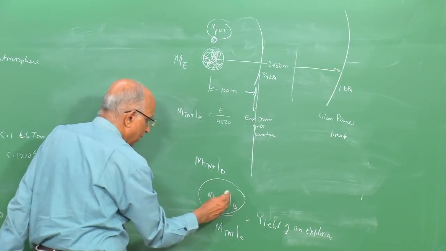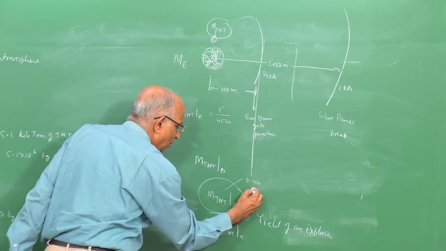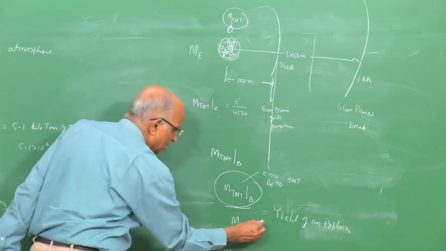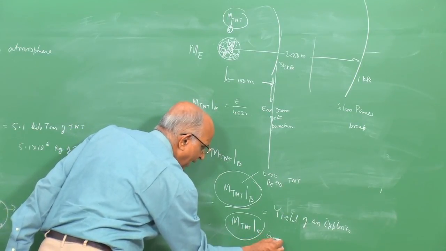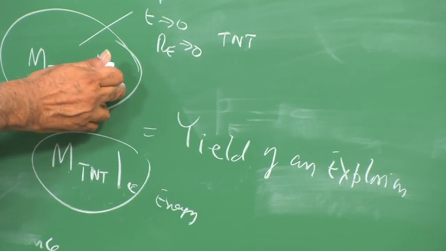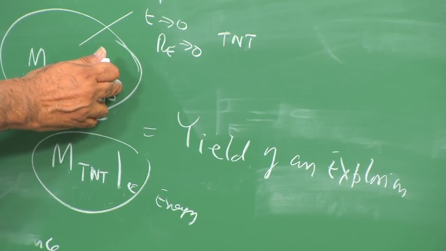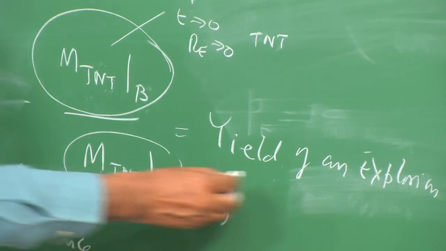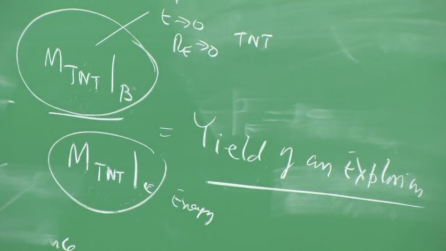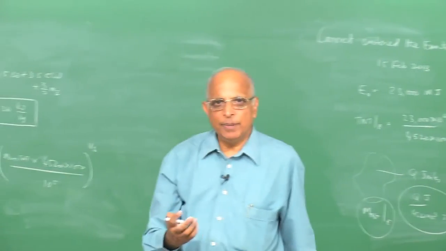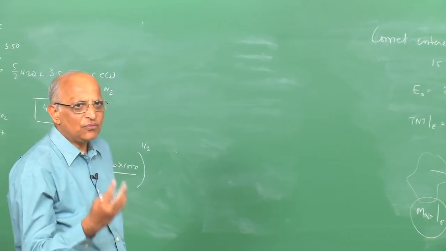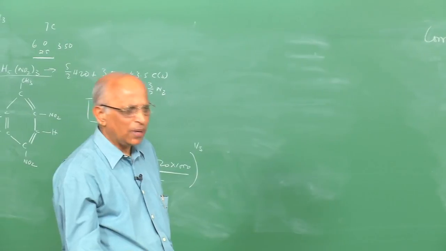That means here, time tending to 0 and the source radius tending to 0 corresponds to actual TNT; this corresponds only to the energy basis. Therefore, the mass of TNT evaluated based on a particular blast damage which a TNT explosive can cause, divided by the equivalent mass of TNT, is called the yield of an explosion. Therefore, we define two terminologies. One is the equivalent mass of TNT based on the energy equivalence, and the second is the mass of TNT which causes about the same blast damage.